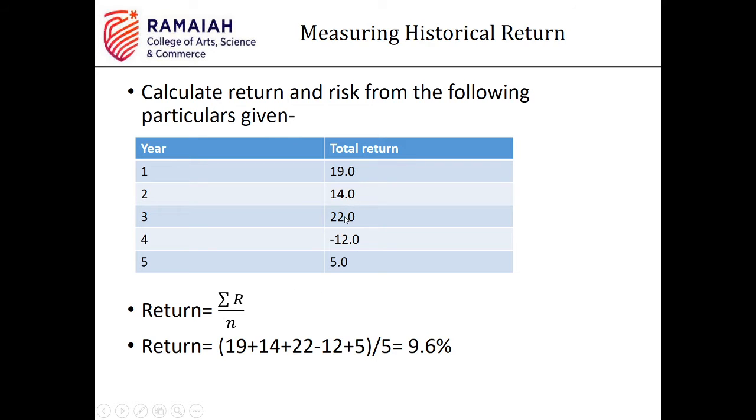So 19 plus 14 plus 22 minus 12. What does minus 12 mean? Minus 12 means that there is a loss of 12 rupees in this particular year, and fifth year it is 5 rupees. So add all these things, divide by 5, you get 9.6%. I've converted this into percentage, but this is the actual return percentage. Whenever somebody asks what is the expected return of your stock, you can say that it is about 9 to 10%, right? If they give you more, well and good.